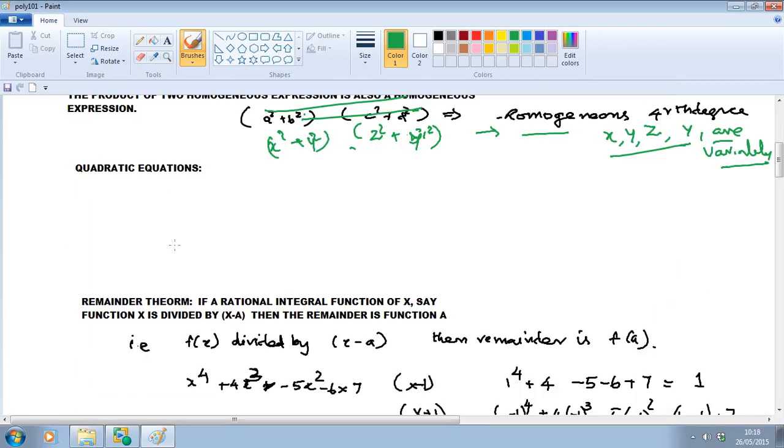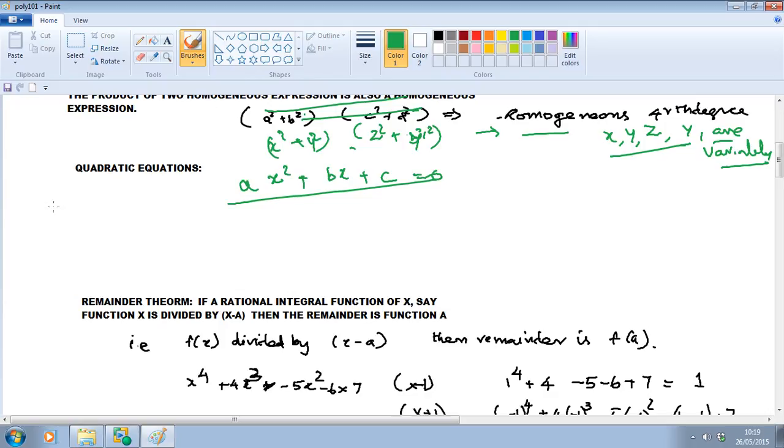So next we'll go to quadratic equation. The standard form of quadratic equation. Quadratic means second degree equation. So we use the quadratic equation very often. For example, the quadratic equation is of the form ax square plus bx plus c is equal to 0. This is the standard form of the quadratic equation.